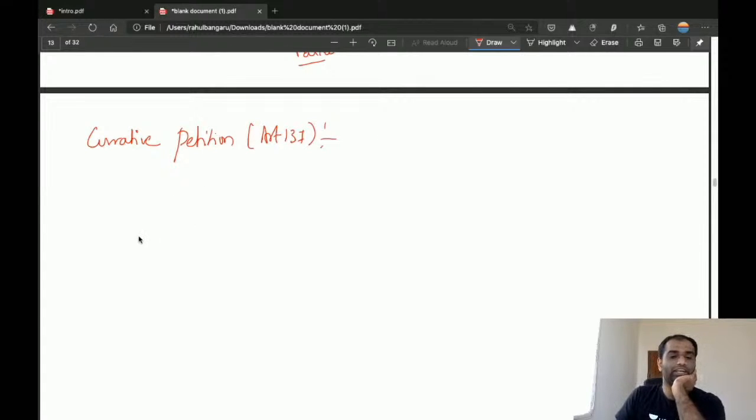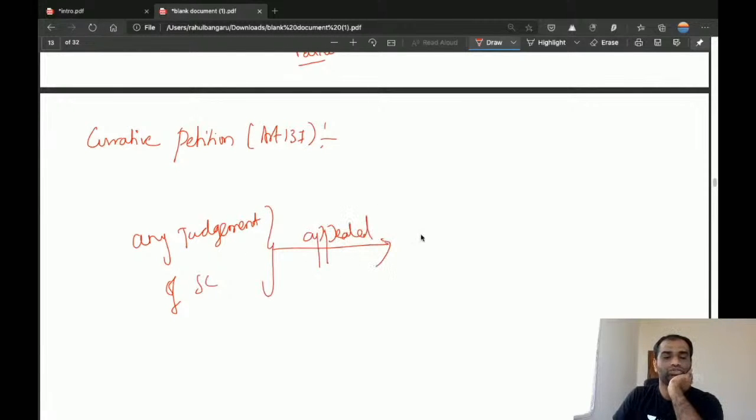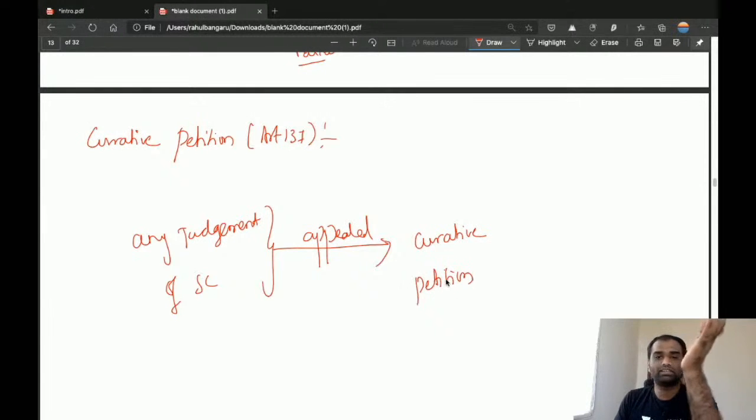See here, using curative petition, any judgment of the Supreme Court can be appealed. But if curative petition is allowed to be used very laxly, what will happen? All judgments of the Supreme Court will be challenged using curative petition, right? Then almost all cases will be filed using curative petition. Then it will increase the burden of the Supreme Court, right?